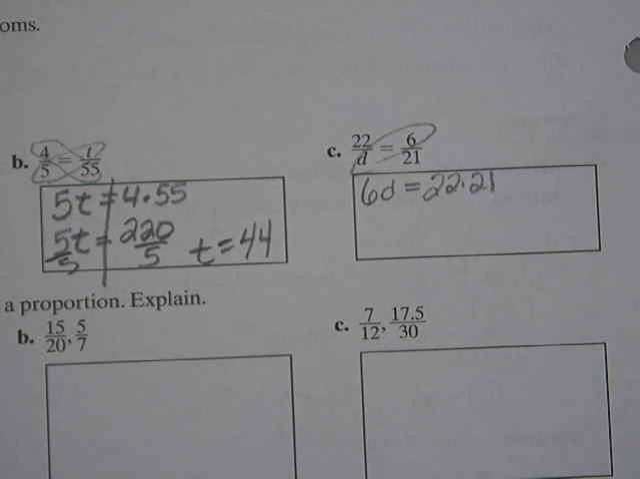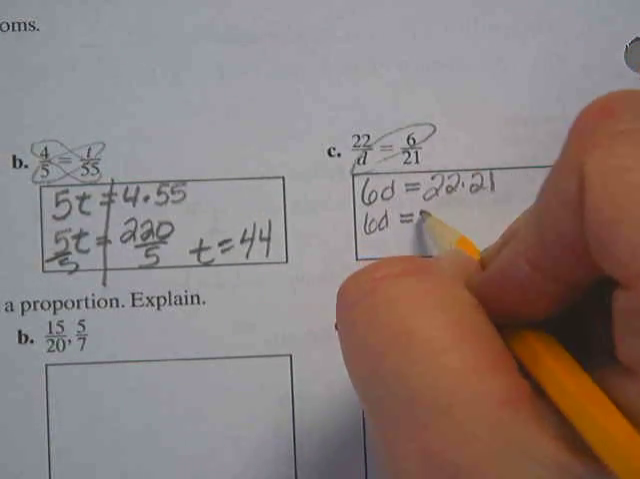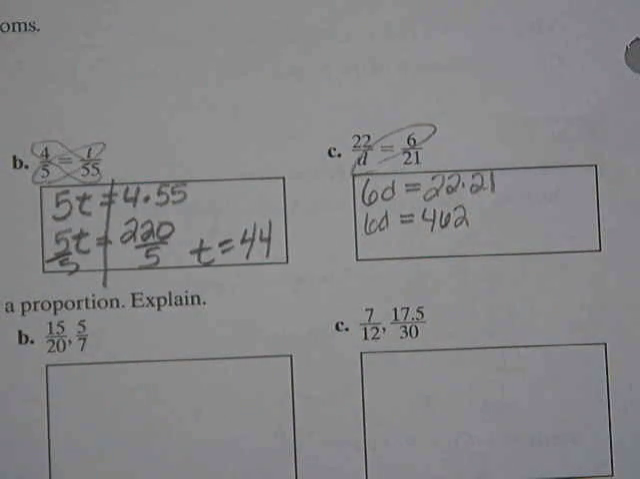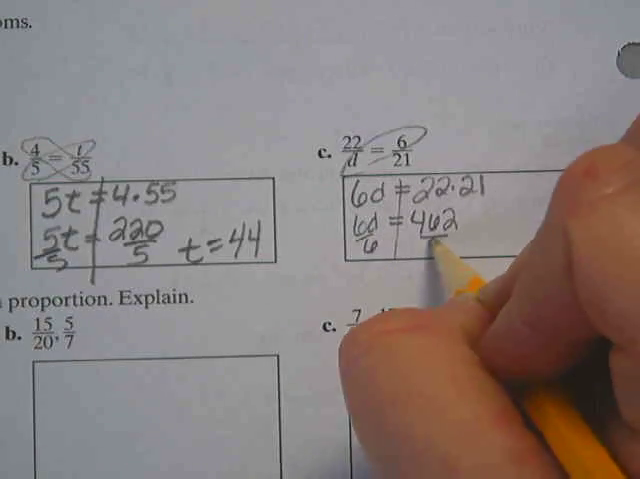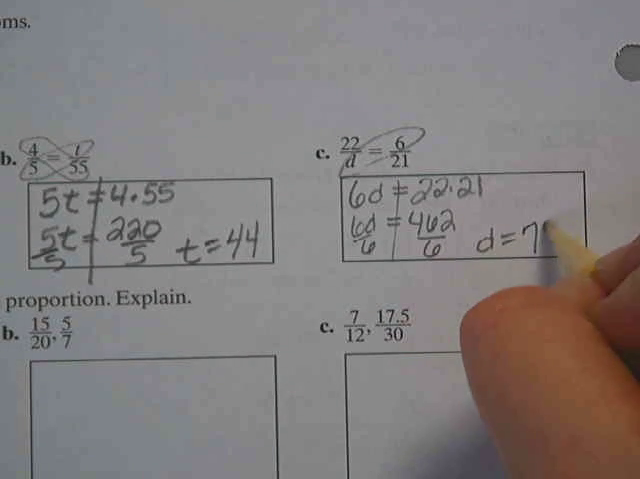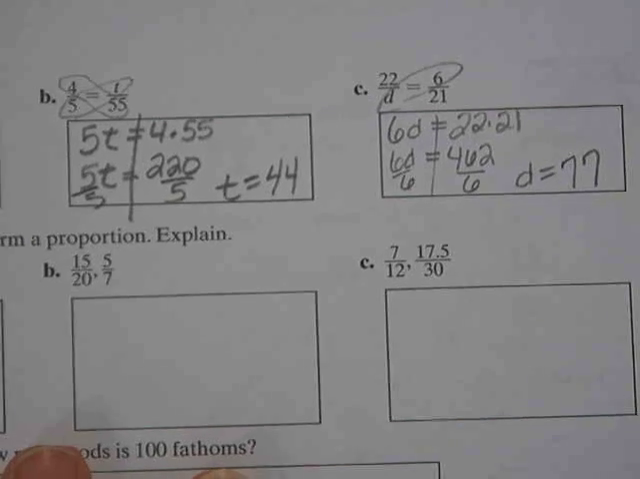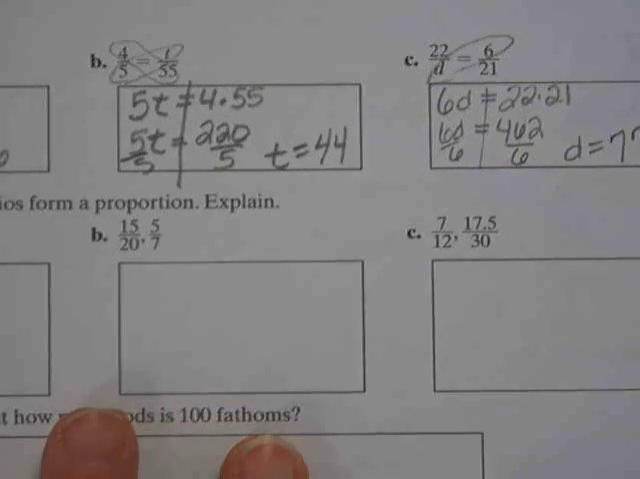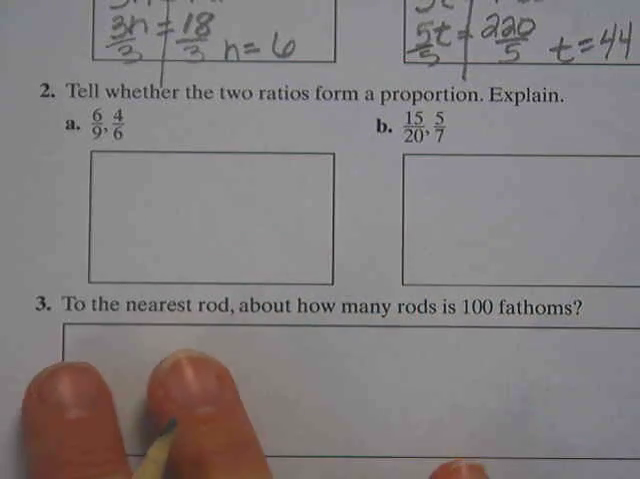All right. How do I set this one up, Patricia? 6D equals 22 times 21. So 6D equals 462. Divide by 6. D equals 77.